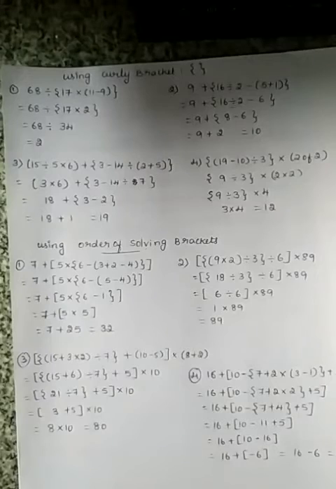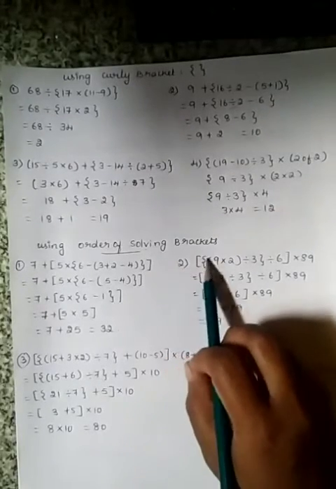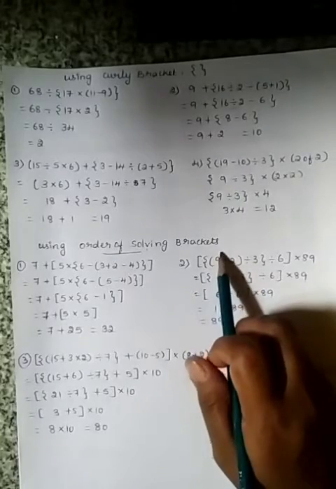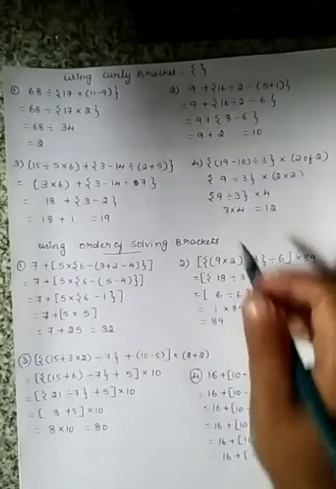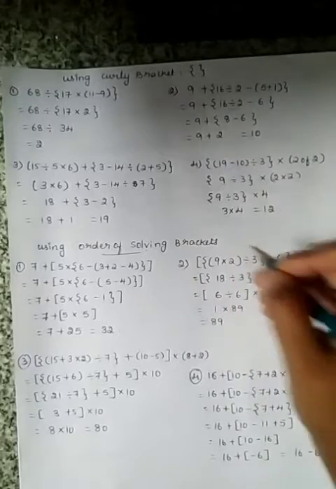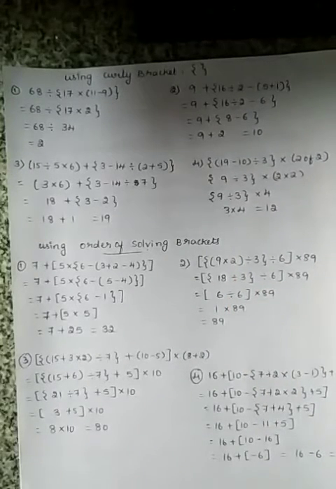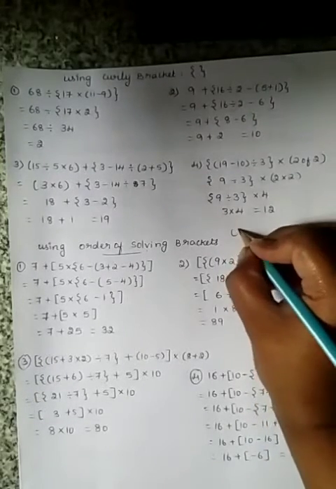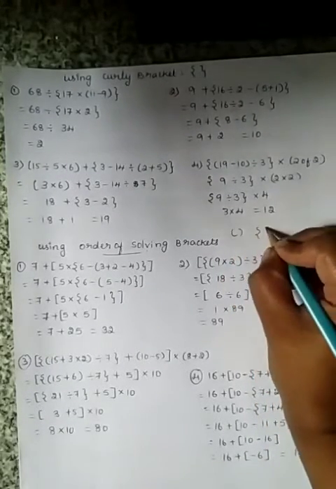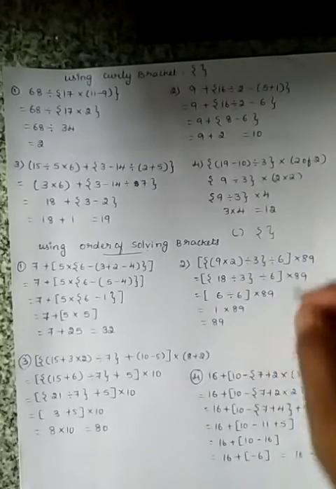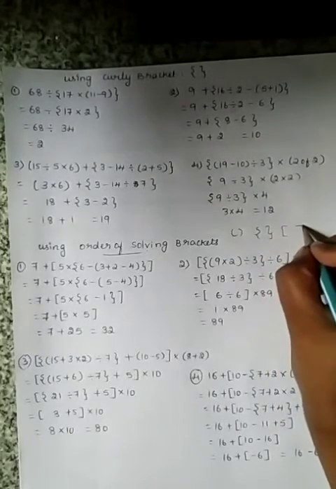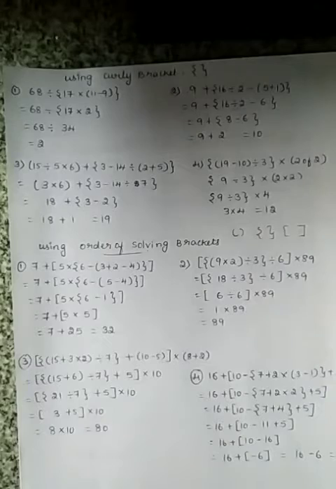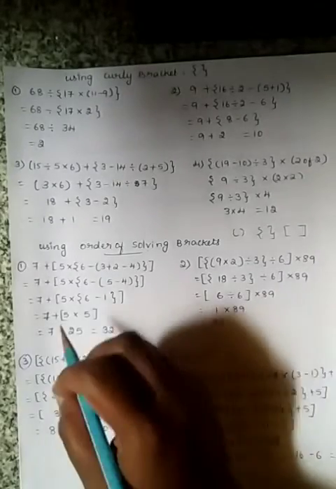We will be seeing the order of solving brackets. The order of solving brackets means first the common bracket, next the flower bracket, next the square bracket. So this we call the common bracket, this we call the curly or flower bracket, and this we call the square bracket. Okay, so we'll see now.